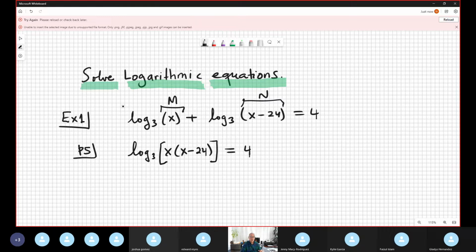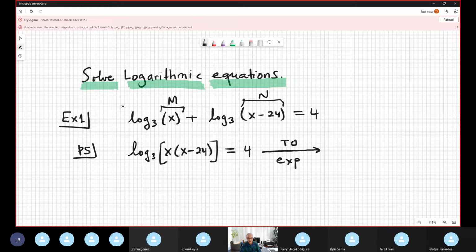Equals 4. Everyone follow me so far? Yes or no? Yes. Okay. This is the first step. Step 2 is to convert to an exponential statement. And the way to indicate it for me in the test, you put an arrow and you put the exponential. I understand exactly what you say.